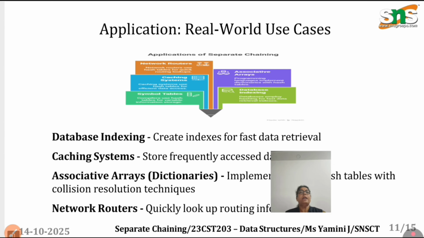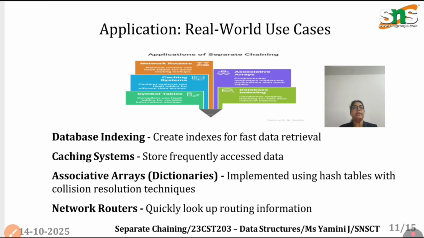Next one, applications, that is, real-world use cases. Separate chaining is widely used in real-world systems, for example, database indexing for faster data retrieval, caching systems that store frequently accessed data, and associative arrays or dictionaries in programming languages. Even network routers use hashing to quickly look up routing information.